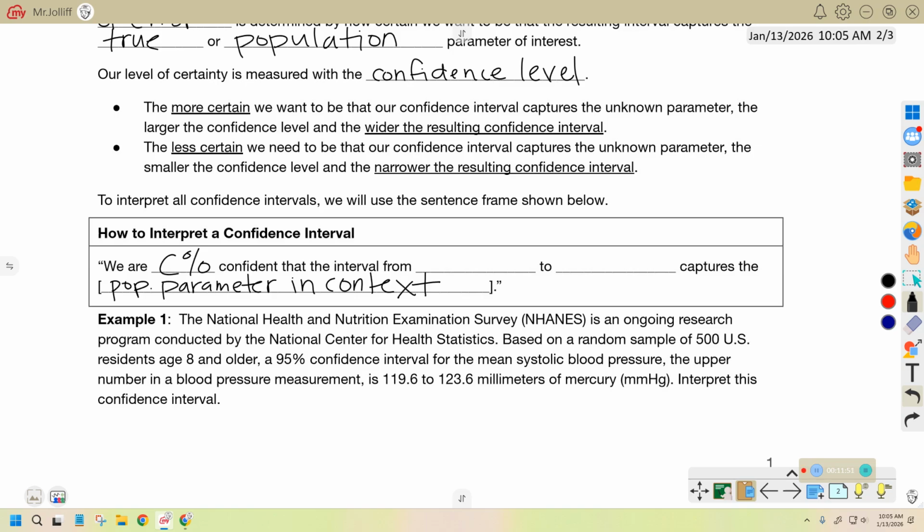I am 95% confident that the interval from 65 to 80 captures the true proportion of Rancho San Juan students that slept past noon at least once during their Christmas break.